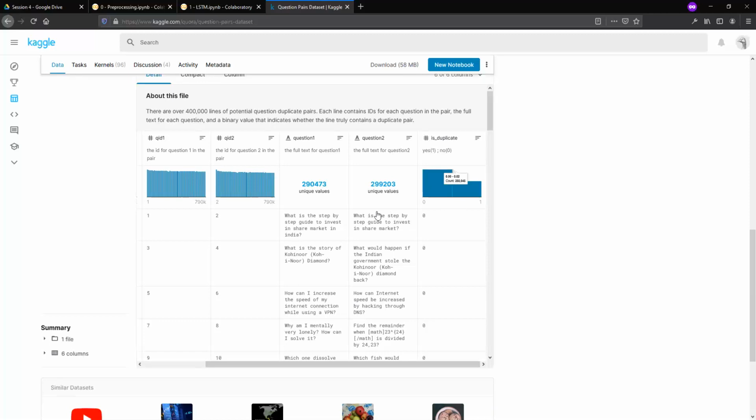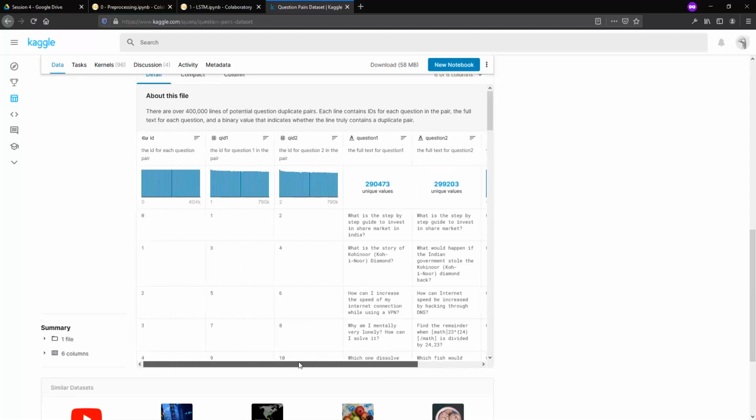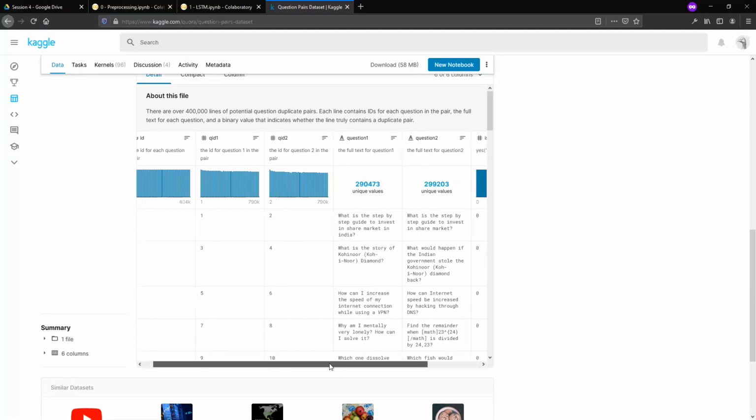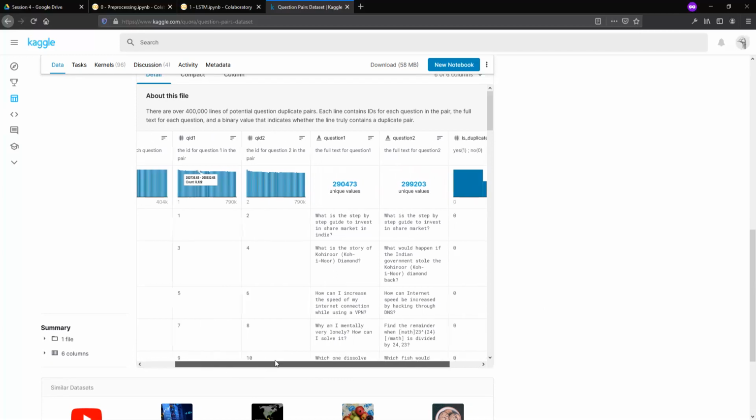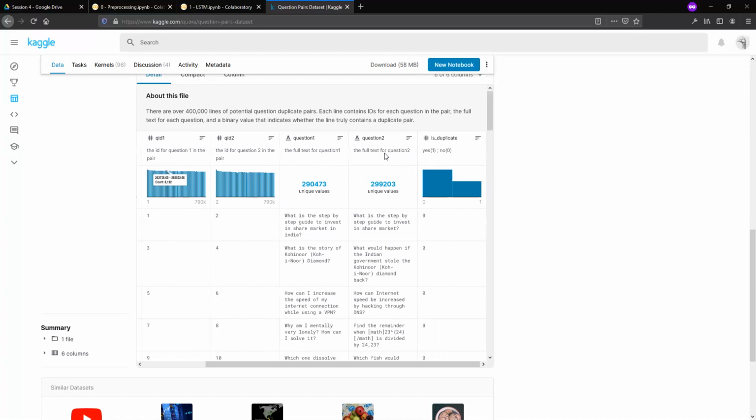So our data set, if we look at Kaggle, actually provides us a CSV file, where the first column is the ID of the specific record, the ID of question 1, the ID of question 2, the full text of question 1, the full text of question 2, and our actual true label, is_duplicate, where 1 represents yes and 0 represents no.